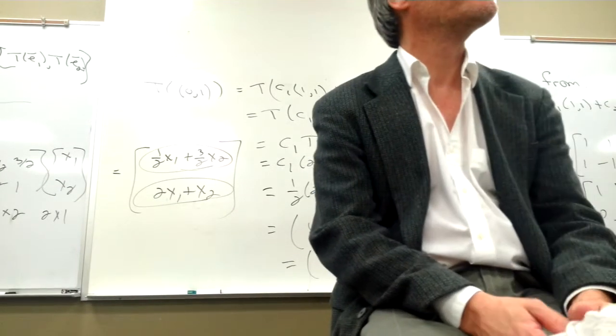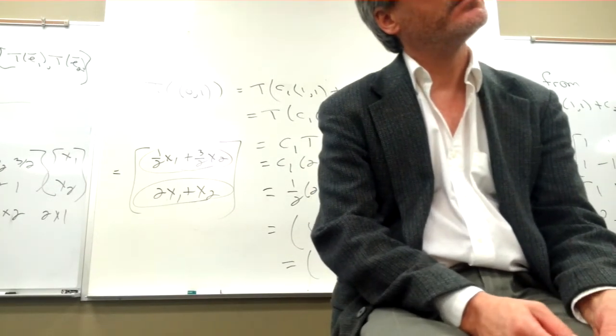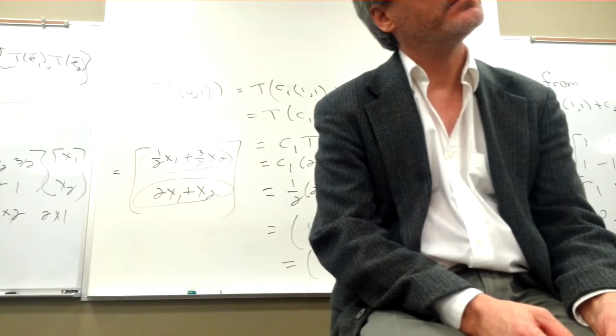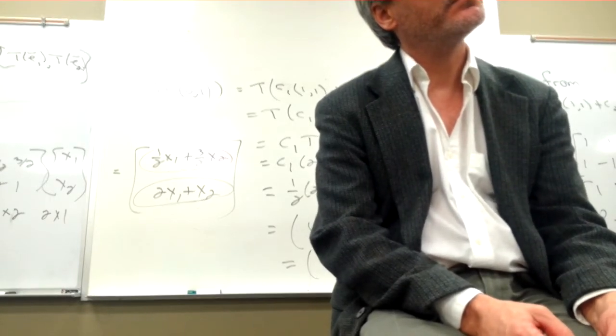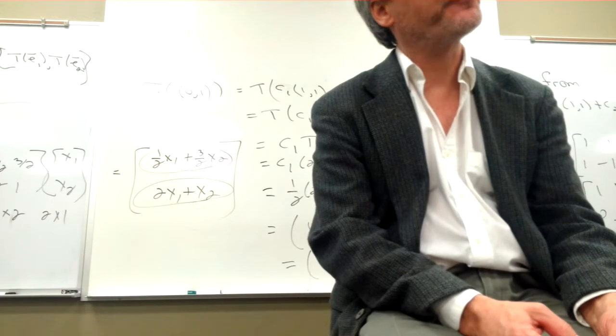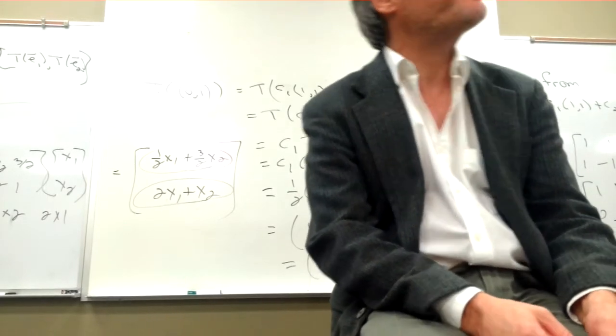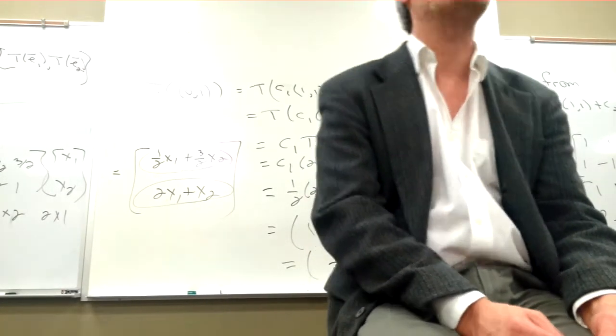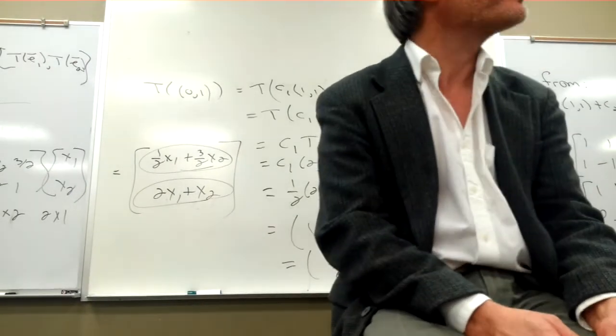It's the thing where we have the kernel plus the range is equal to the dimension of the first vector space. So you really meant the dimension of the kernel plus the dimension of the range equals the dimension of the first vector space. That's the general rank nullity theorem.